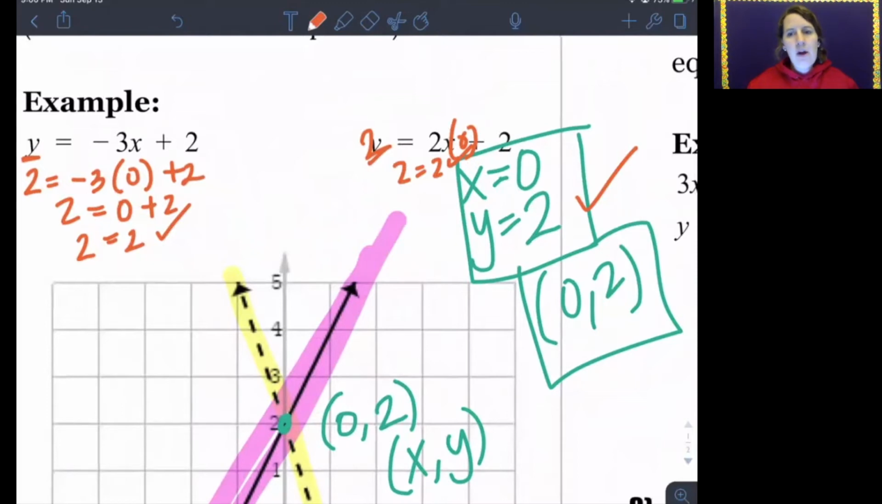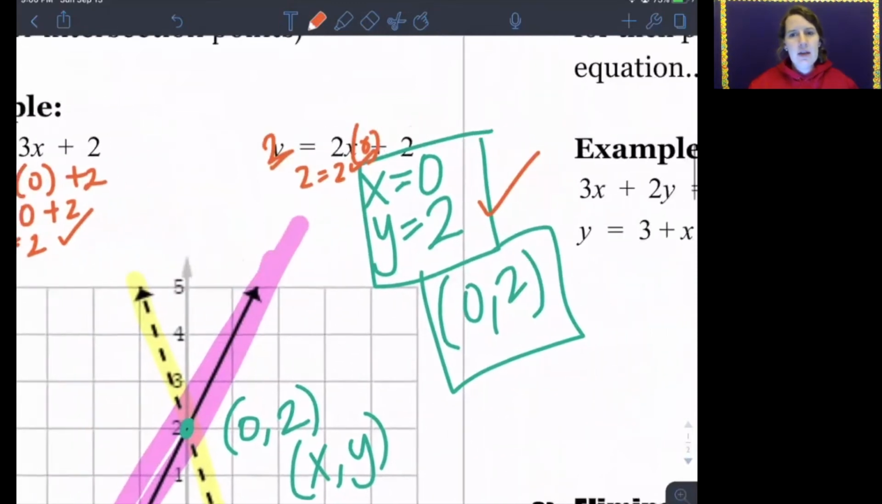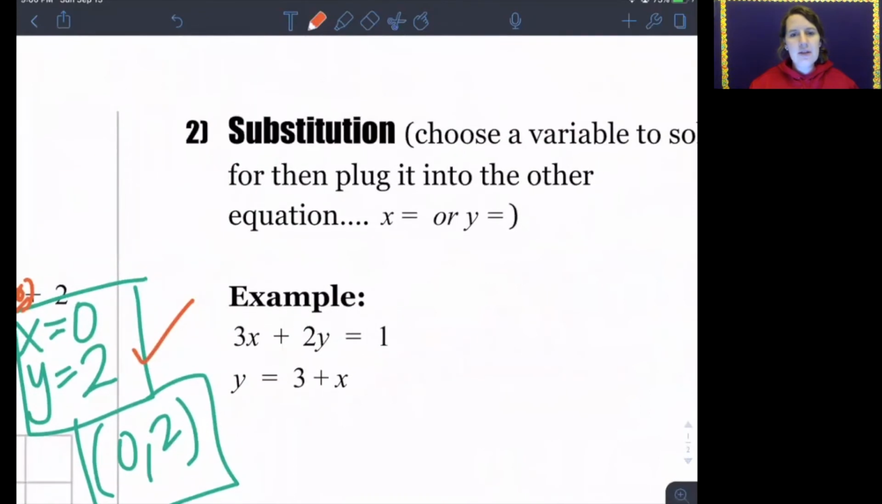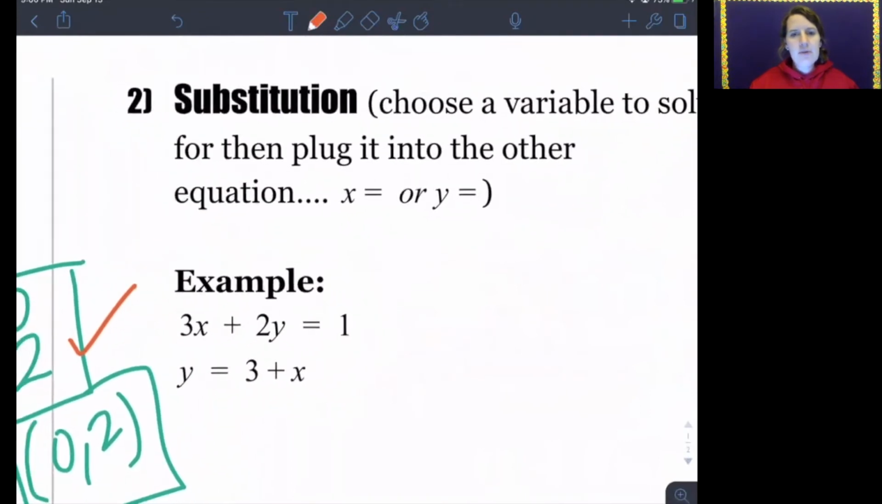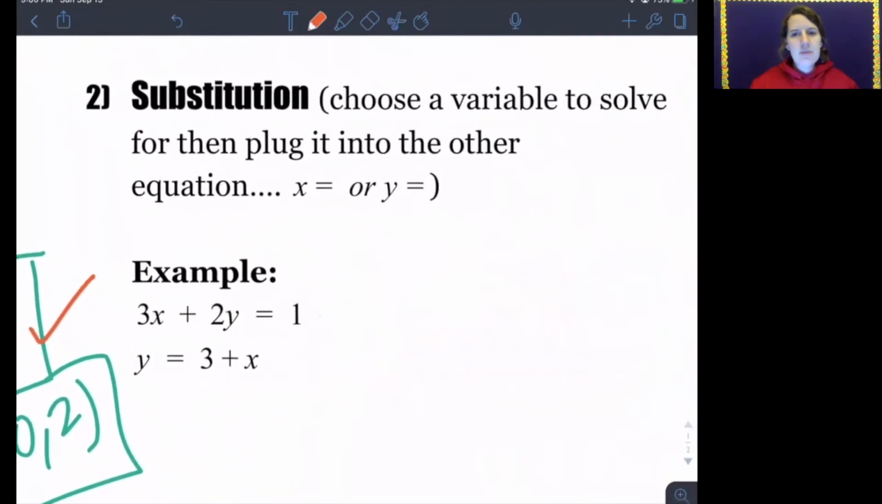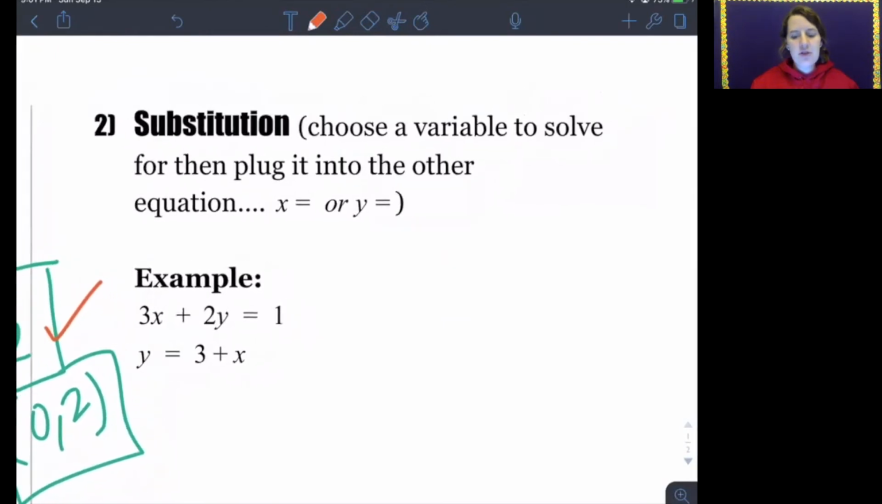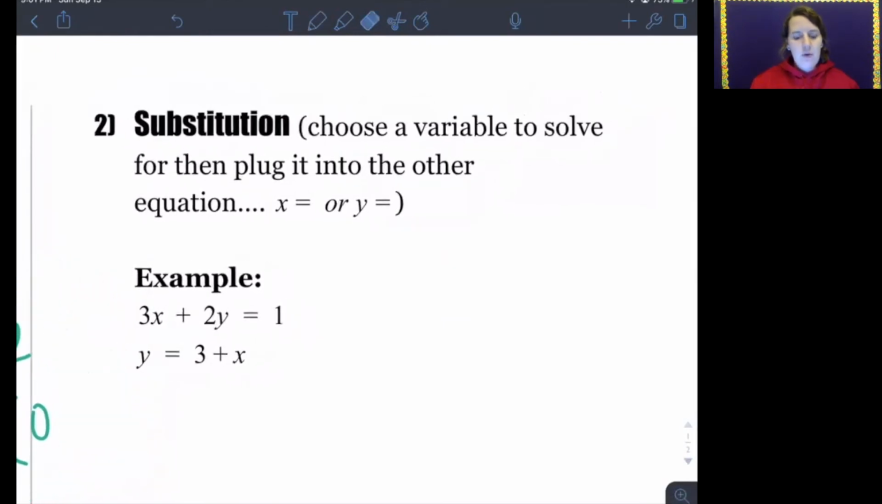Okay, moving on to another method. Once again, we have two equations with two variables, except this time we're going to use substitution to solve. This is also still a review for Algebra 1, but probably not something you're as familiar with.